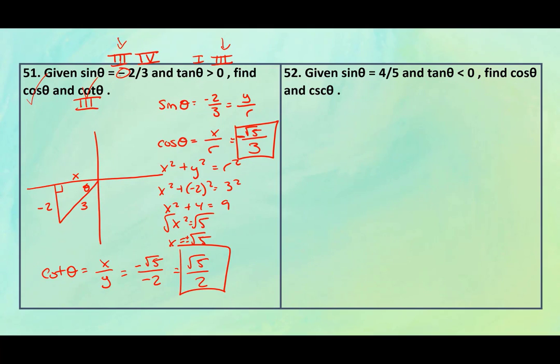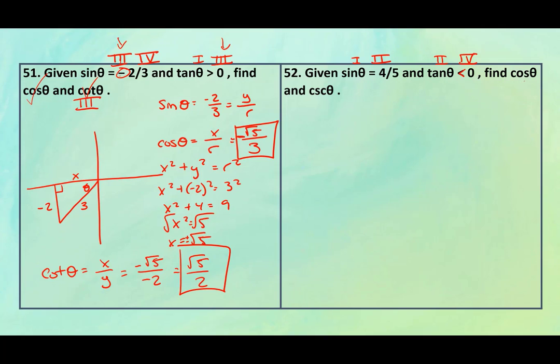So for 52, we're going to do kind of the same process here. We have sine of theta is equal to 4/5, so it's positive. So if sine is positive, it can be in the first or second quadrant. And we also know that tangent is negative here because it's less than 0. So tangent is negative in 2 quadrants, the second quadrant and the fourth quadrant.